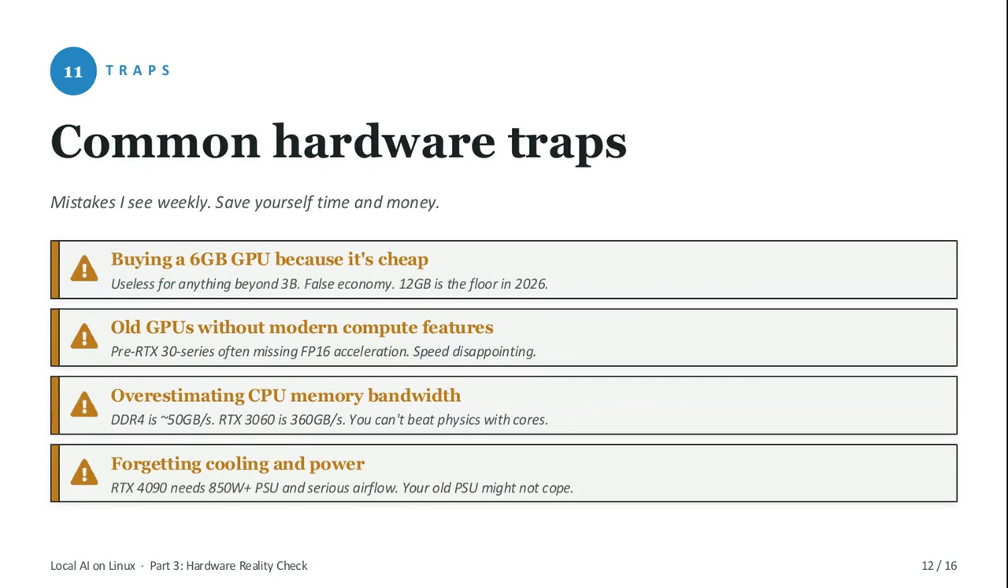And if you do decide to buy, avoid the traps I see every week. That bargain 6GB card? Useless beyond a 3B model. 12GB is the floor in 2026. Pre-RTX 30 series cards often lack proper FP16 acceleration, so they feel sluggish. Don't expect CPU cores to rescue you either. DDR4 tops out around 50 gigabytes a second, while an RTX 3060 pushes 360. And please check your PSU and airflow before dropping a 4090 into a decade-old case.